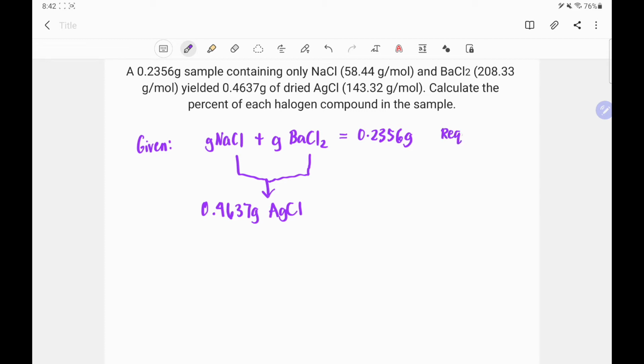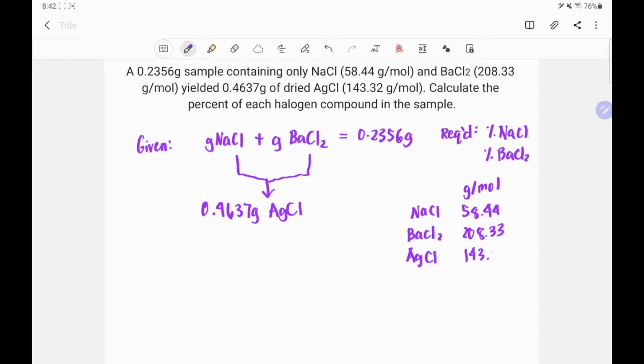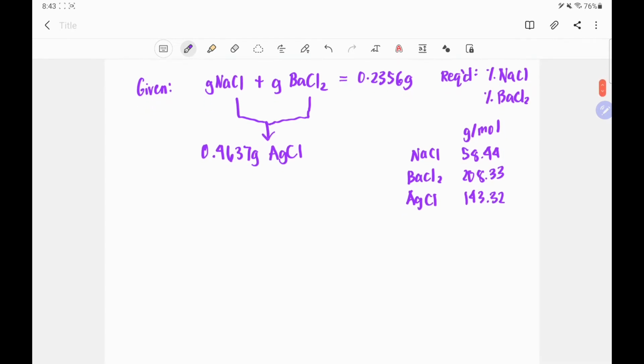We're asked to find percent of sodium chloride and percent of barium chloride. Let me write down the molar masses once more. Sodium chloride is 58.44. Barium chloride is 208.33. And silver chloride is 143.32. Let's solve this problem.